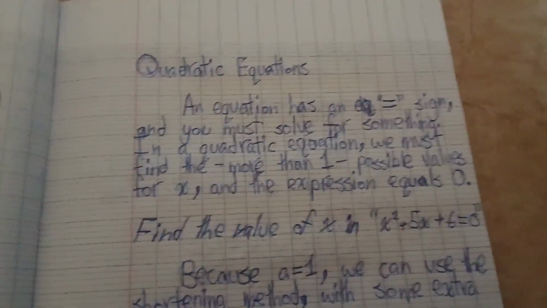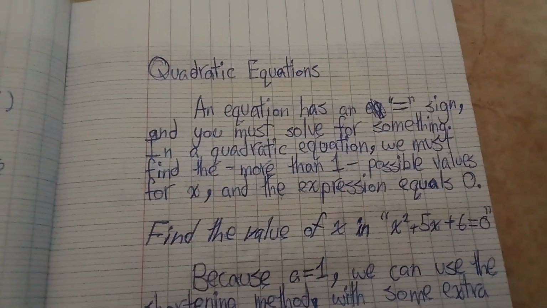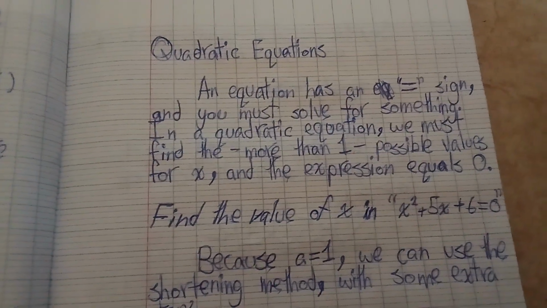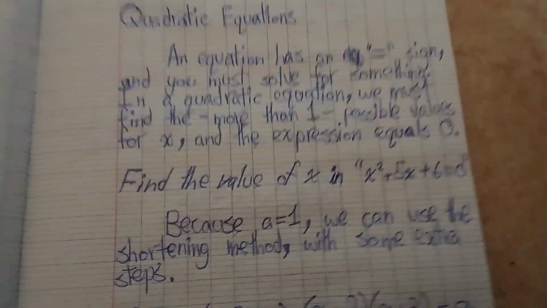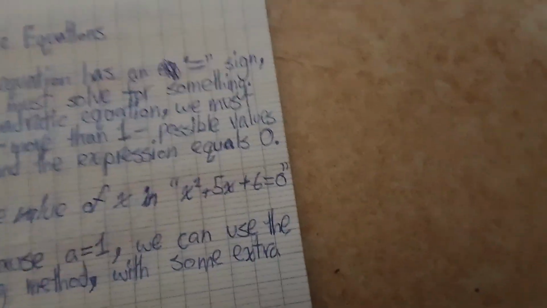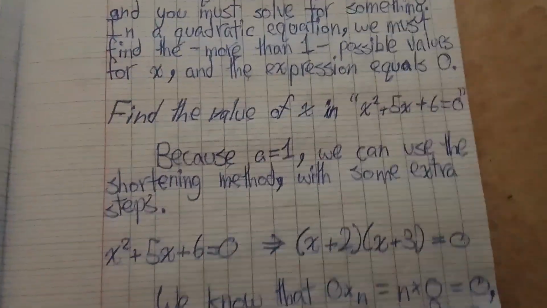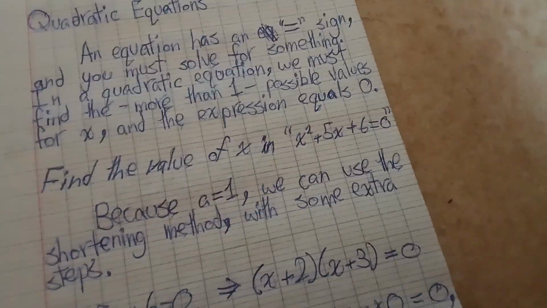Now, a quadratic equation. A regular equation has an equal sign and you must solve for something. In a quadratic equation, we must find the more than one possible values for x and the expression equals 0. So for example, find the value of x in x squared plus 5x plus 6 equals 0. Because a equals 1, that means it's 1 times x squared, or just x squared. We can use the shortening method but with some extra steps.